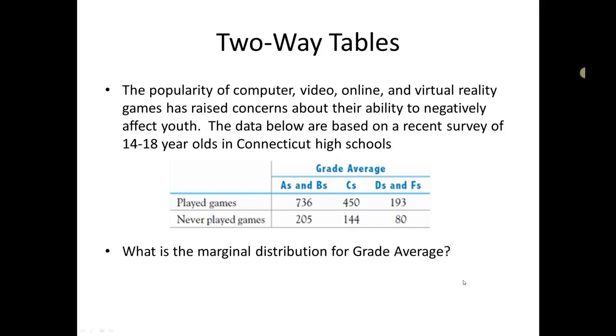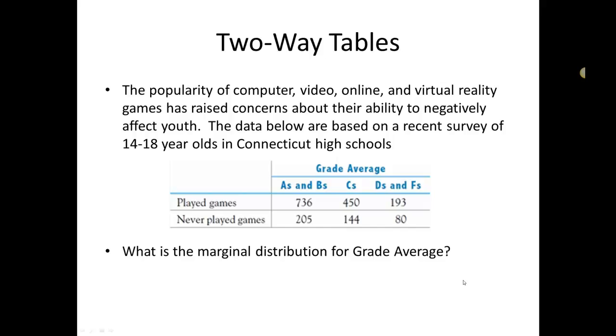So our method for examining categorical data is first to look at each variable individually by looking at a marginal distribution, and then to look at the relationship between the variables by looking at conditional distributions.